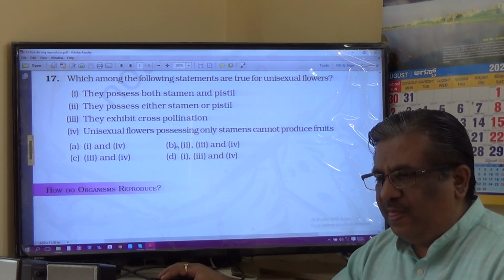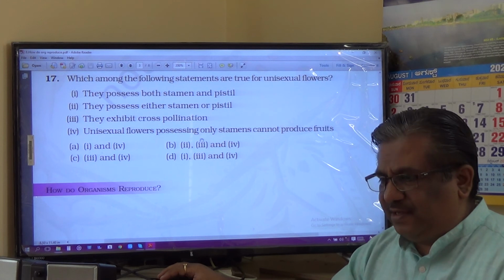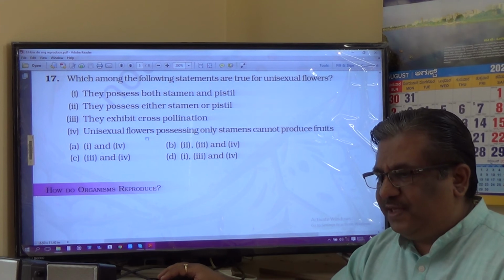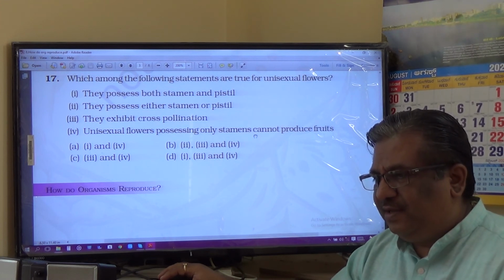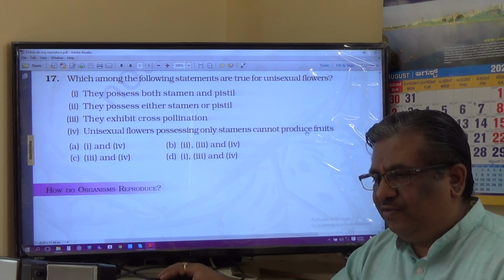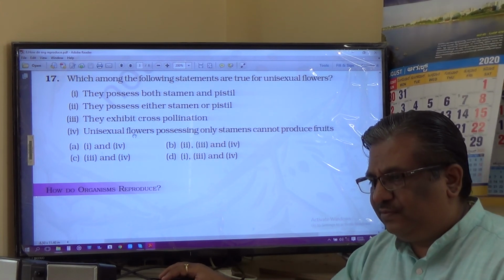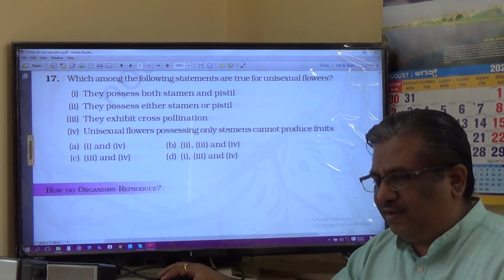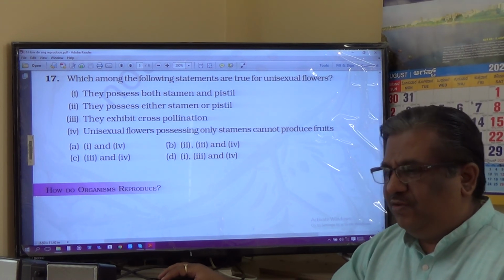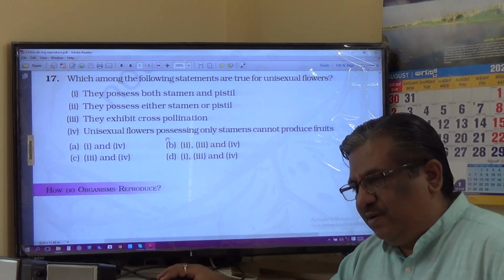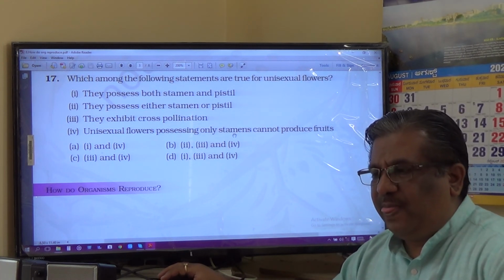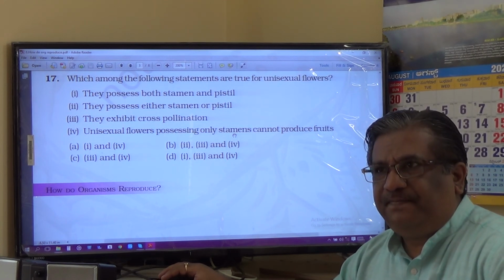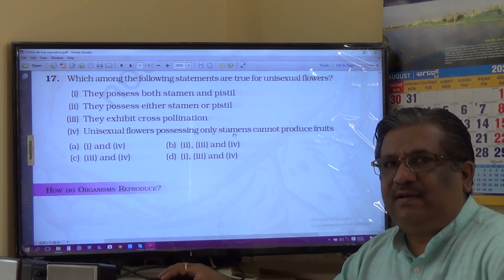What is 2? They possess either stamen or pistil. Correct. Third, they exhibit cross pollination. Okay. And fourth one, unisexual flowers possessing only stamens cannot produce fruits. I doubt whether this is correct or not. What are stamens? Possibility is there. Why, you know?